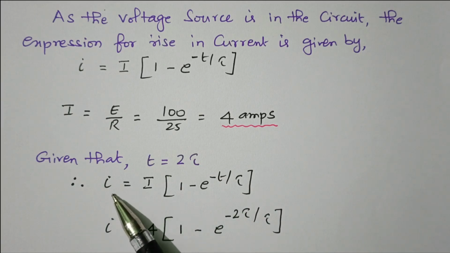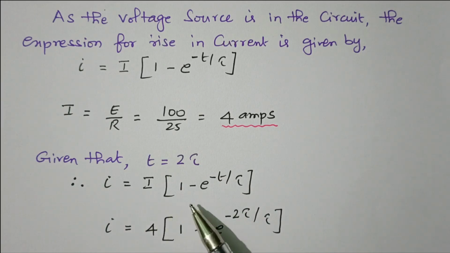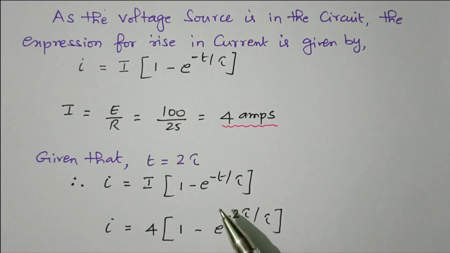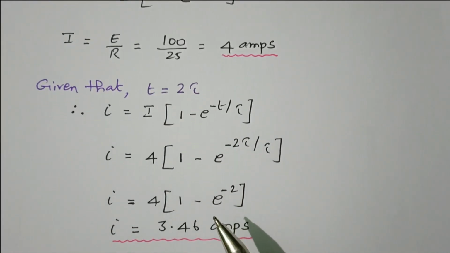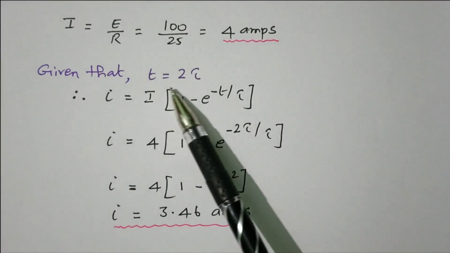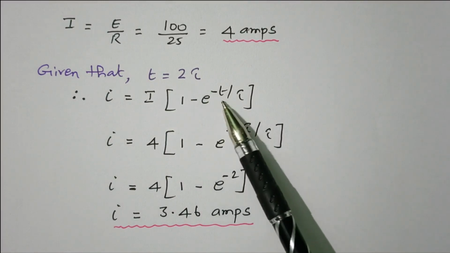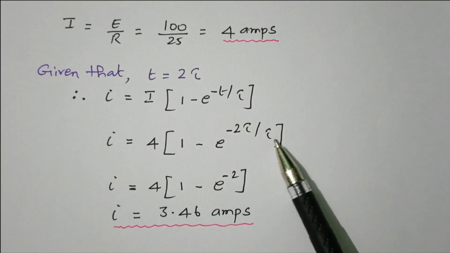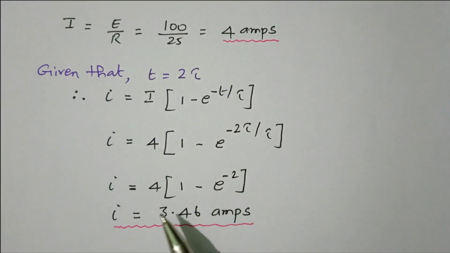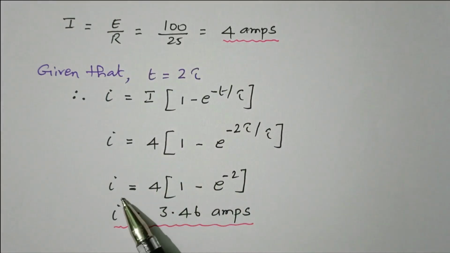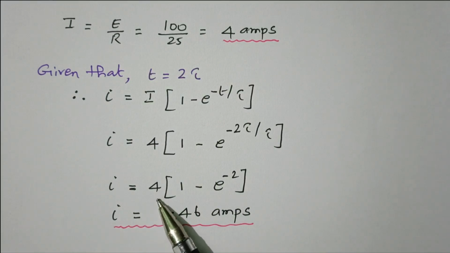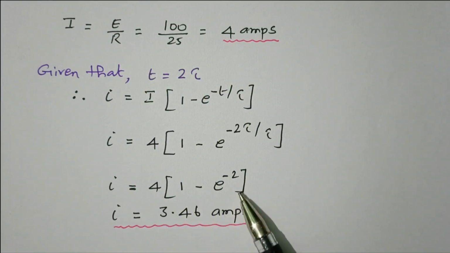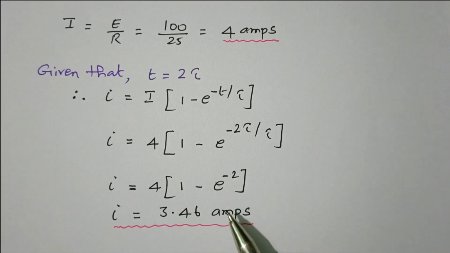So the given expression is i equal to I of 1 minus e power minus t by tau. Now the t value is available. t is given as 2 tau. So replace this t by 2 tau. Already one tau is there, so it got cancelled. So e power minus 2. Right, the I value is 4. So i equal to 4 of 1 minus e power minus 2. By simplifying the expression, we got i equal to 3.46 amperes, right?